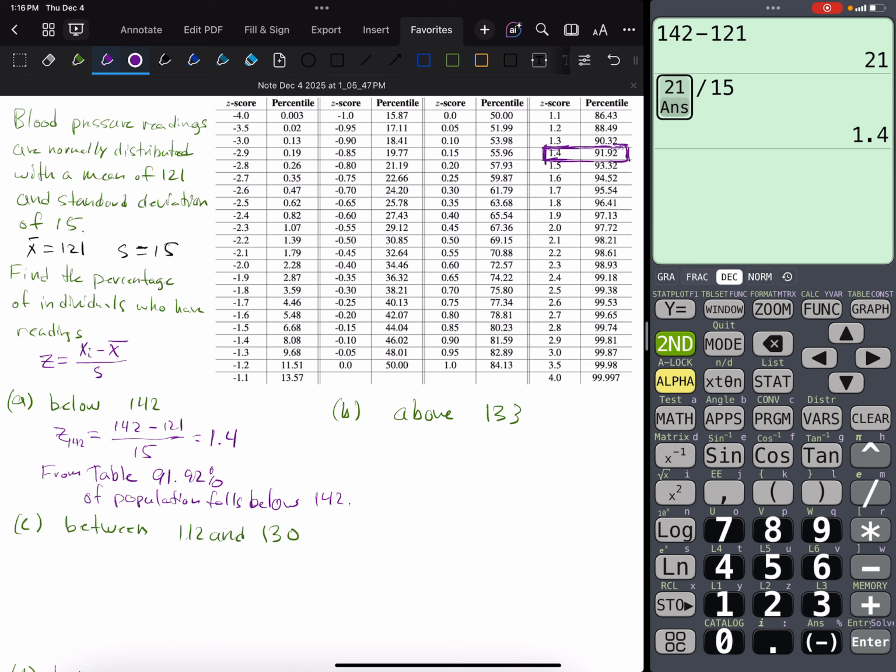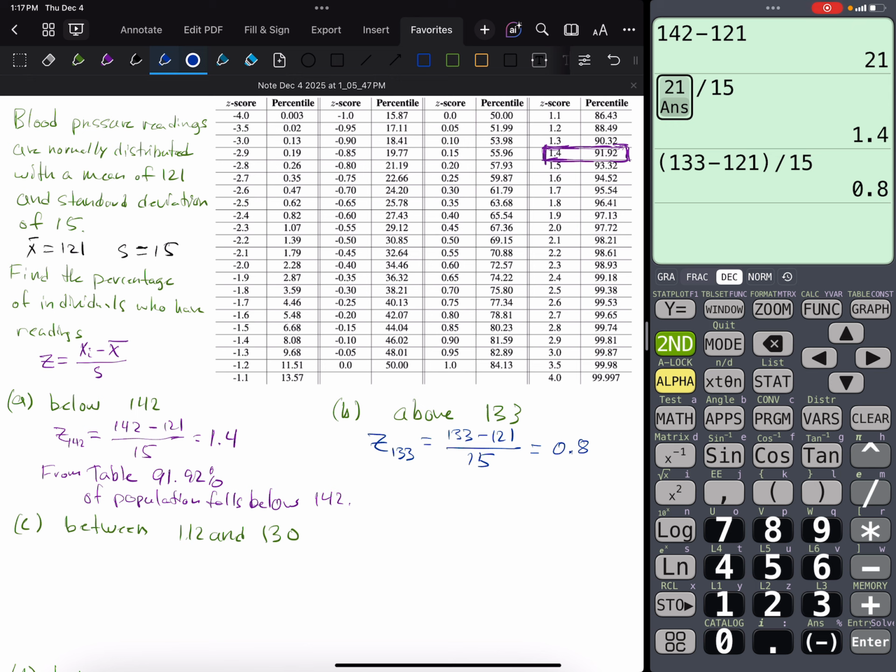Let's try above 133. First thing we've got to do is calculate the z-score. So we still need to rescale our values, but the above is going to be different than the below, and we're going to have to think about that when we get there. And so I've got a z-score of 133 that I need to calculate. And that is going to be my 133 minus my 121 average divided by my 15 standard deviation. All right, so I have 133 minus 121 divided by 15, and I'm going to get a value of 0.8. And so I'm 0.8 standard deviations above the mean.